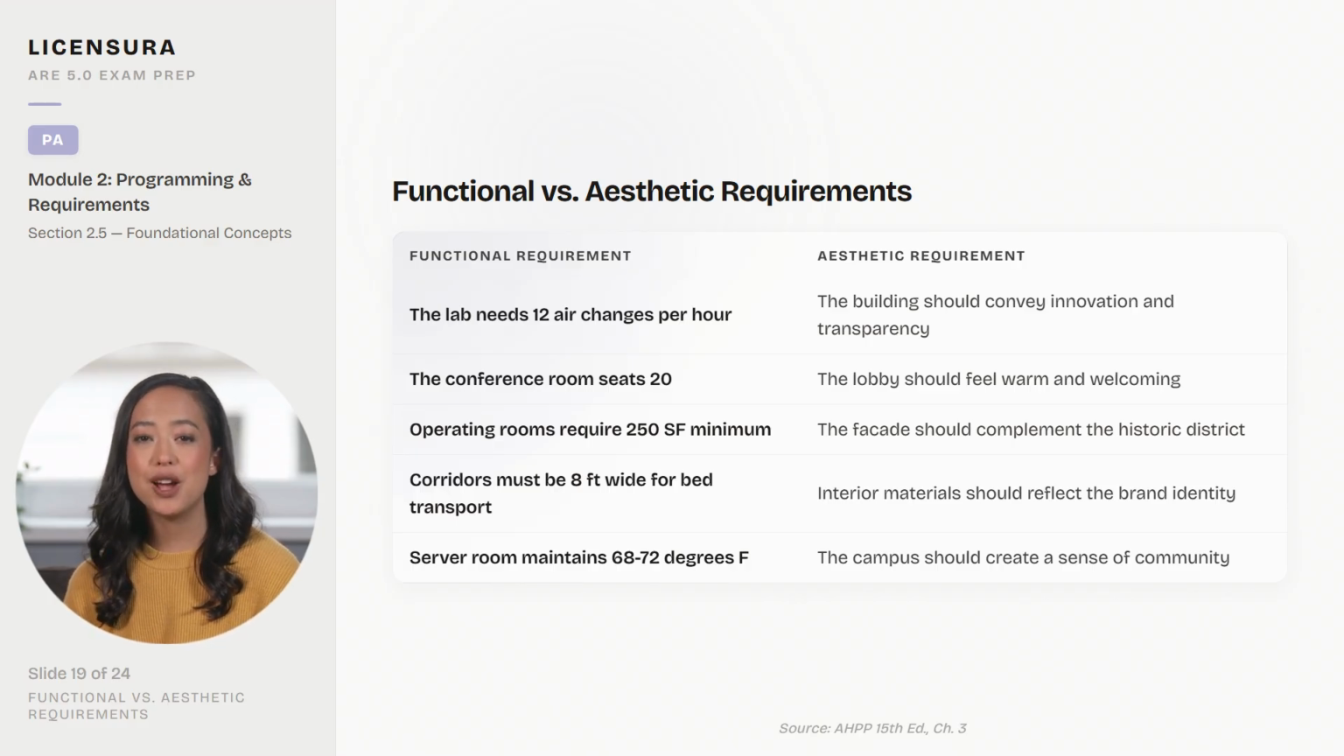Functional requirements like 12 air changes per hour, a conference room that seats 20, or a server room maintaining 68 to 72 degrees are quantitative, testable, and verifiable. Aesthetic requirements like conveying innovation, feeling warm and welcoming, or complementing a historic district are qualitative and subjective. Both are valid, but on the exam, when a question asks about programming, the answer almost always relates to functional requirements. Aesthetic goals are captured during programming, but addressed during design.